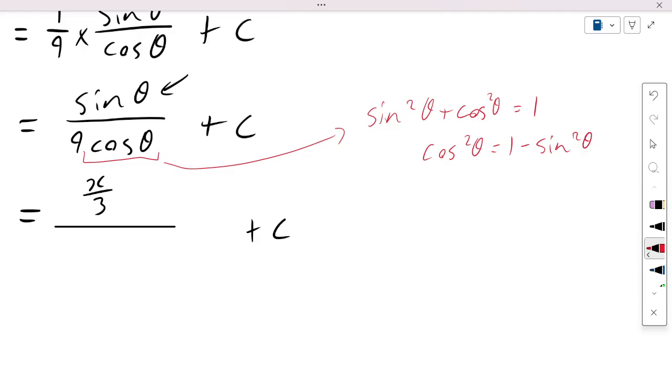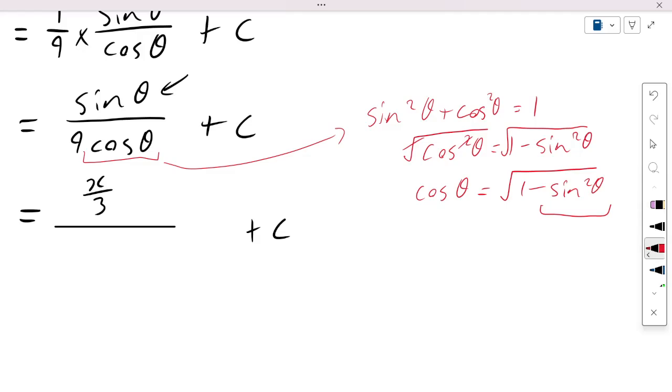Then we're going to root both sides, like this, such that these will cancel out. And therefore we have cosine of theta is equal to the root of 1 minus sine square theta. Now this is amazing stuff, because now look at this. We have sine theta now, so we can just plug it in like that. Therefore cosine theta is just equal to the root of 1 minus sine square theta.